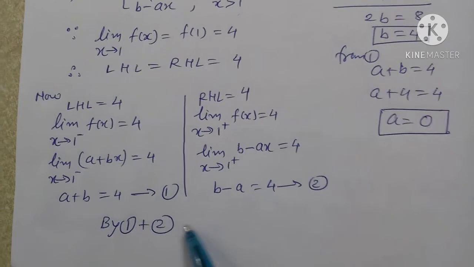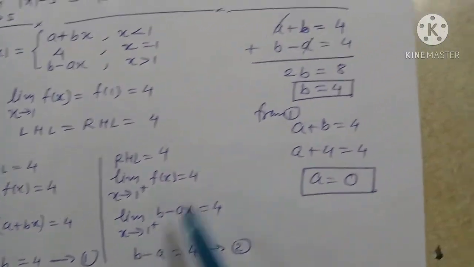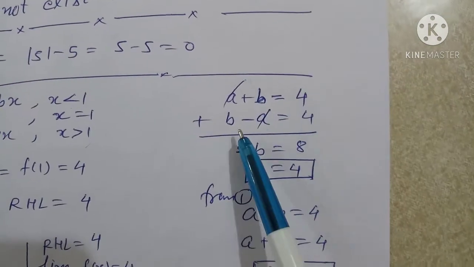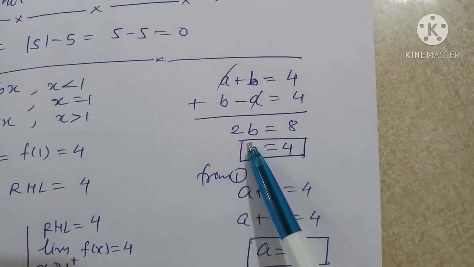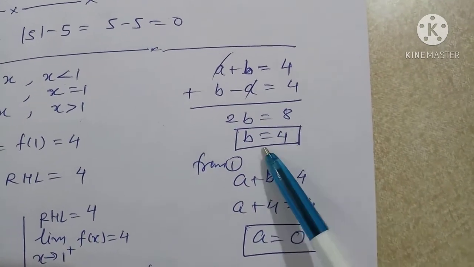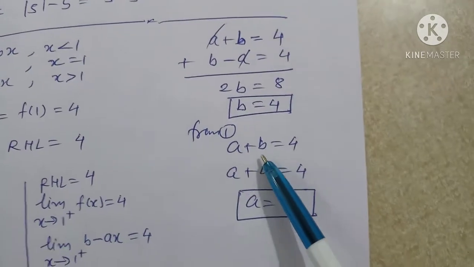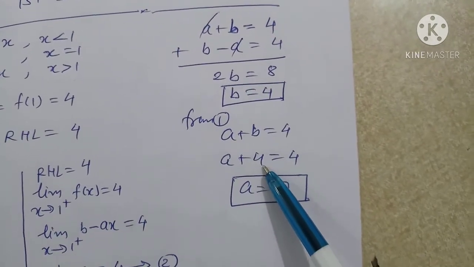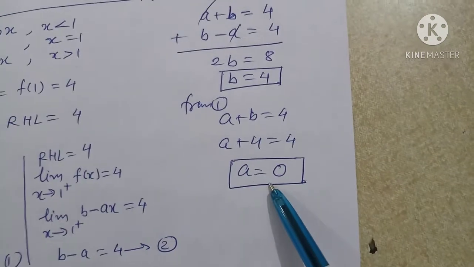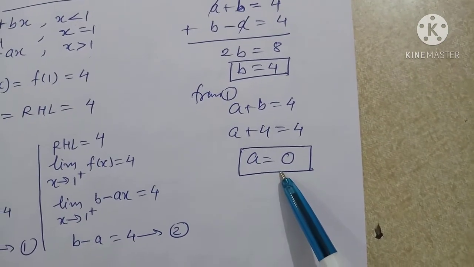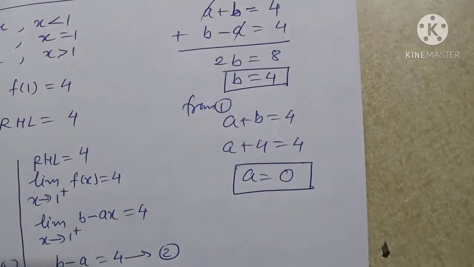Now by adding 1 and 2, see here a plus b which is 4 and b minus a equal to 4. So plus a and minus a cancel out, b plus b that is 2b and 4 plus 4 that is 8. So we will get b is equal to 4. And from equation number 1, when we put the value of b here, 4 minus 4 equal to 0. So a is equal to only 0. So the value of b is equal to 4 and a is equal to 0.